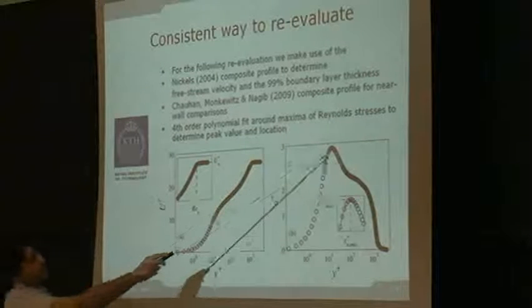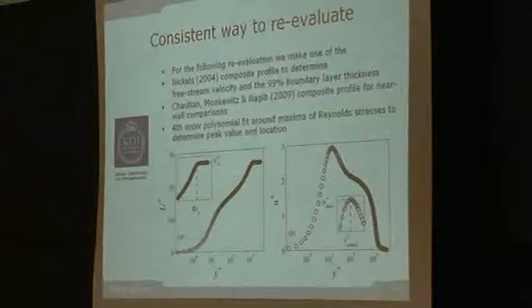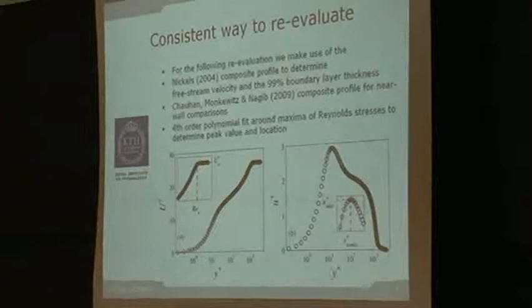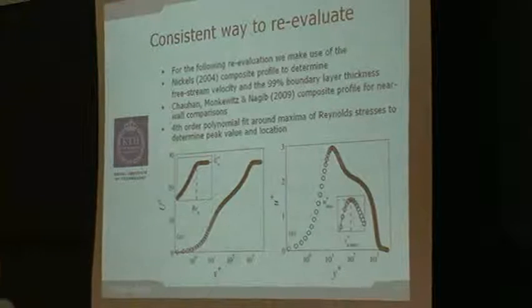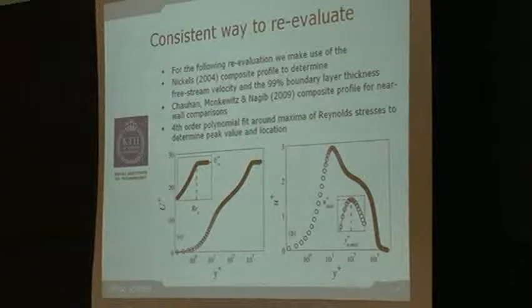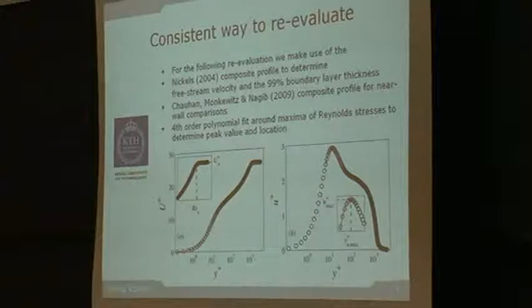Later, we'll also evaluate, for example, the y position of the peak in the streamwise velocity fluctuation. Also there, of course, we fitted a parabola, actually a fourth-order polynomial, and we took the maximum of the fit, we didn't just take the maximum data point.